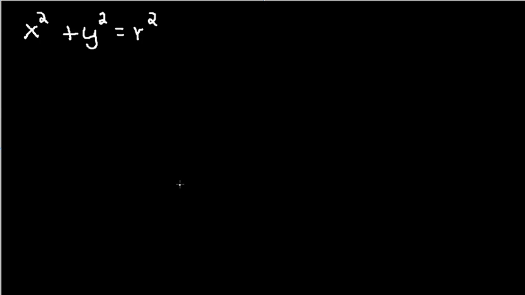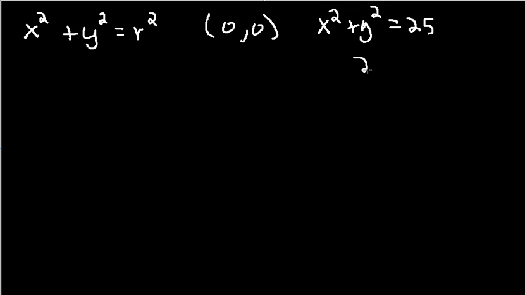Hello, here is the equation of a circle. This circle always has a center of 0, 0 if it's in this form, and it has a radius of r. So if I had an equation, say x squared plus y squared equals 25, in this case you're going to set 25 equal to r squared, and most of y'all can just see that your r is just 5.